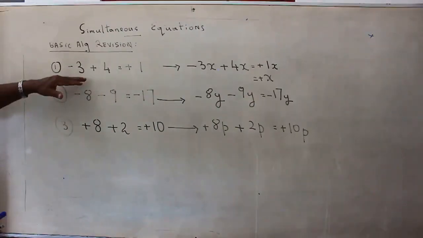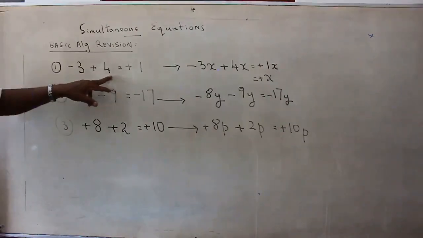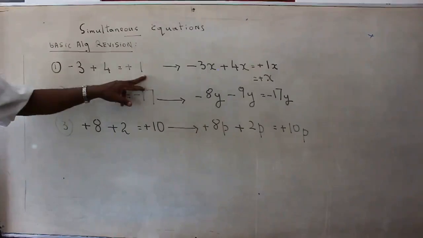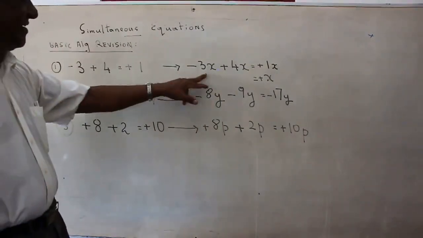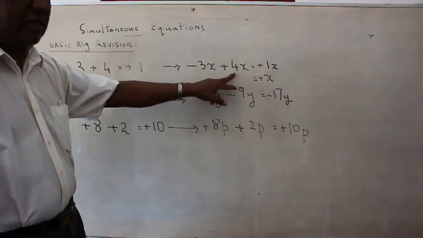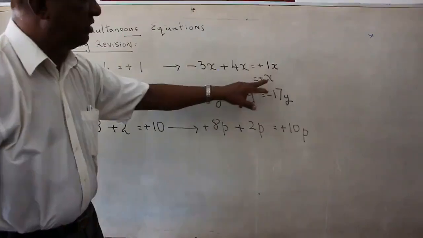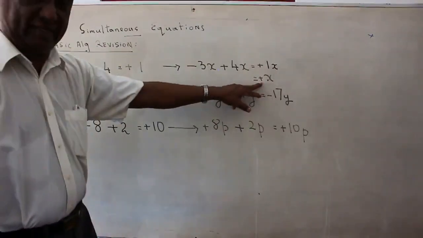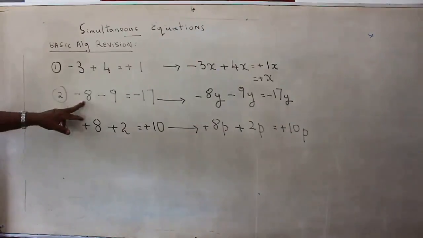First, we will get minus 3 plus 4. When you combine these two, you will get plus 1, which you know. If I write this as minus 3x plus 4x, the answer will be plus 1x, which we can write as plus x.